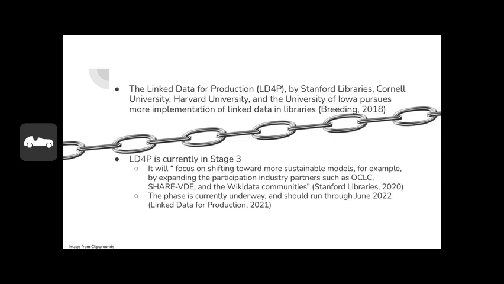Stage 3 of the Linked Data for Production project will focus on shifting towards more sustainable models, for example, by expanding the participation of industry partners such as OCLC, ShareVDE, and the Wikidata communities. So basically just getting linked data more accessible to more places. So yeah, that's going on right now, and that should run through June 2022.